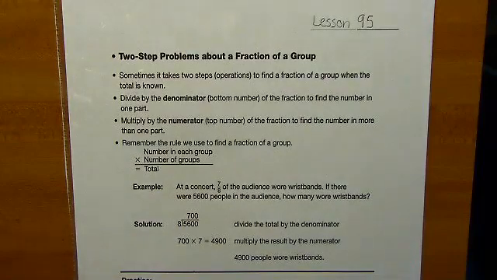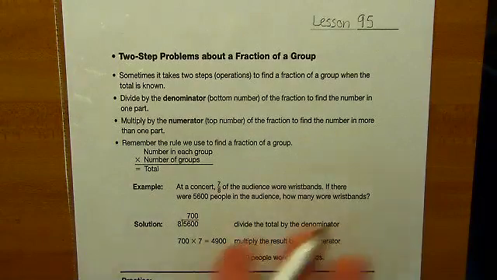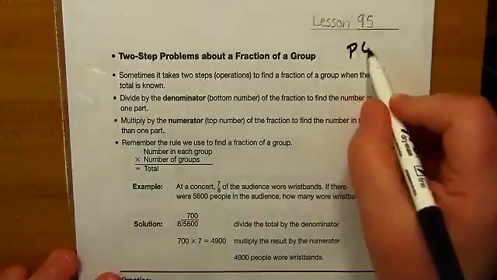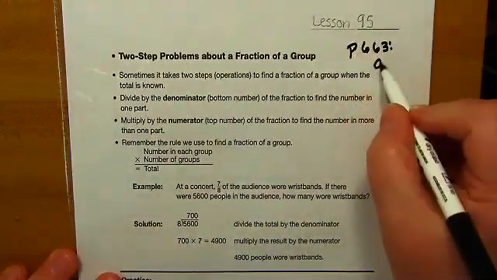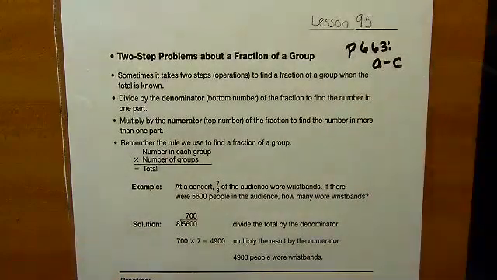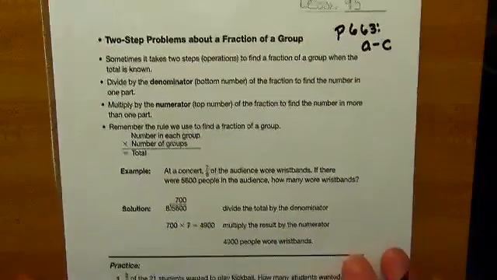Now we've done this before, both the easy way and the longer way. So today this is kind of a review, but I'd like to go through a paper with you that's not in your book, but will help you do the problems assigned to you today in this lesson on page 663 in your book. You're going to be doing letters A through C on the lesson practice. Okay? So two-step problems about a fraction of a group.